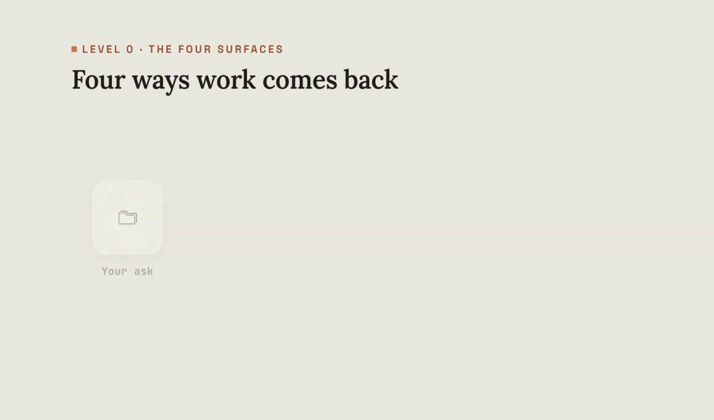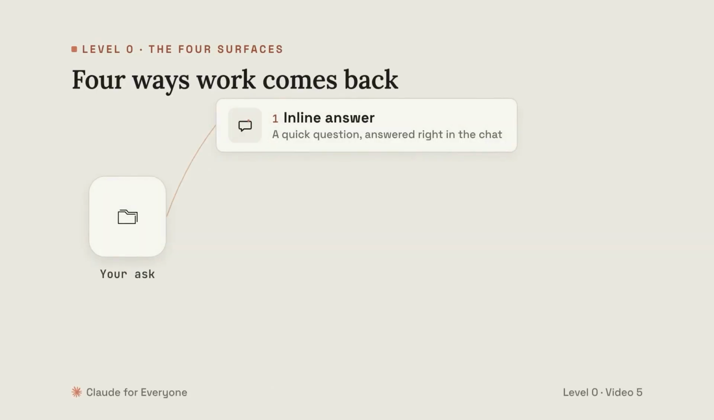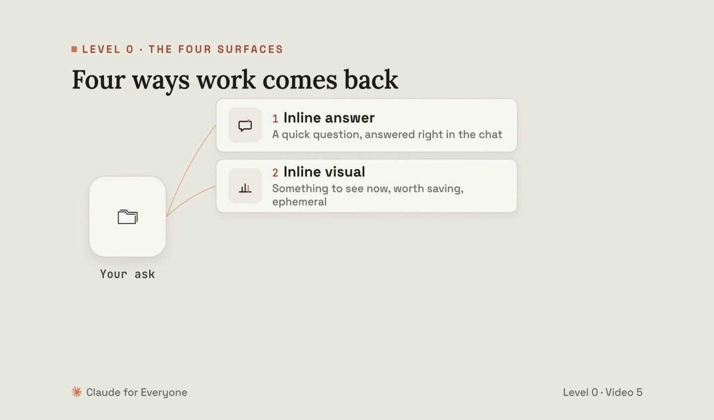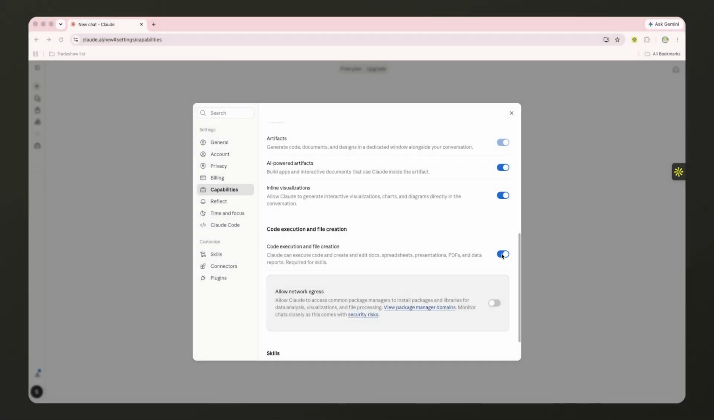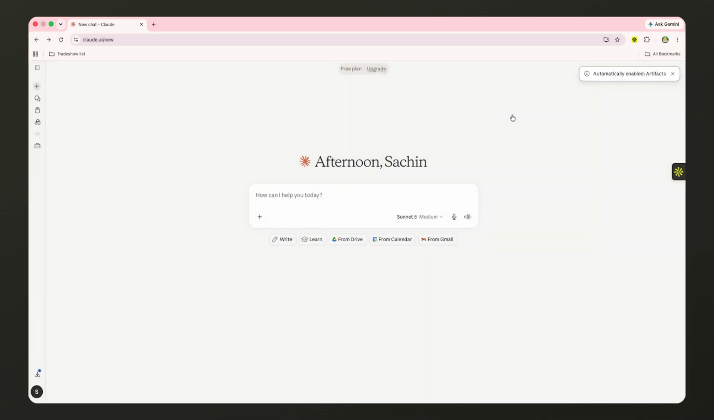The map for today. Ask a quick question, you get an inline answer, text in the chat. Ask to see something, a chart, a diagram, you may get an inline visual, interactive, right in the response, and worth saving because those are ephemeral. Ask for something you'll keep, reuse, or share. It becomes an artifact in its own window. Ask for something that needs to open in Office or print. Claude creates a real file, Excel, Word, PowerPoint, PDF delivered as a download. 4 surfaces, 1 rule, match the ask to what you'll do with the result.